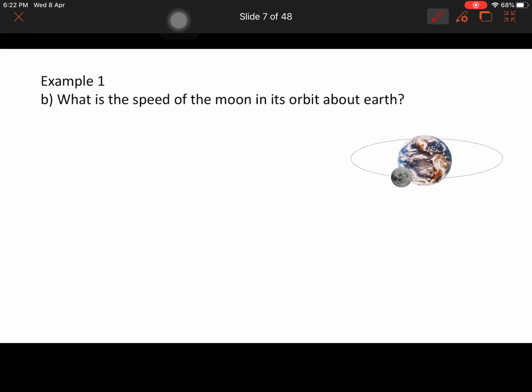So part B, they ask for the speed of the moon in its orbit about the Earth. Now when the moon is orbiting about the Earth, what do you notice about its motion?